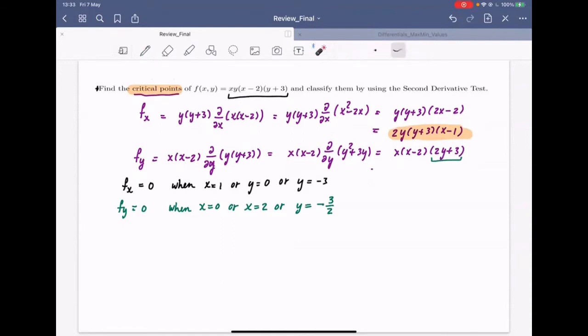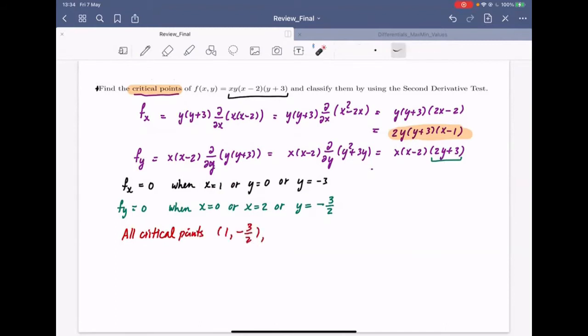Now you need to make a pair. So first of all, when x equals 1, you can pair it with y equals negative 3/2, right? This is how to pair it. So first you pair x equals 1 and this, impossible, because you cannot have two values of x. Pair this and this, impossible. Pair x equals 1 and that, yes, it is possible. So for all critical points, the first one is 1 and negative 3/2.